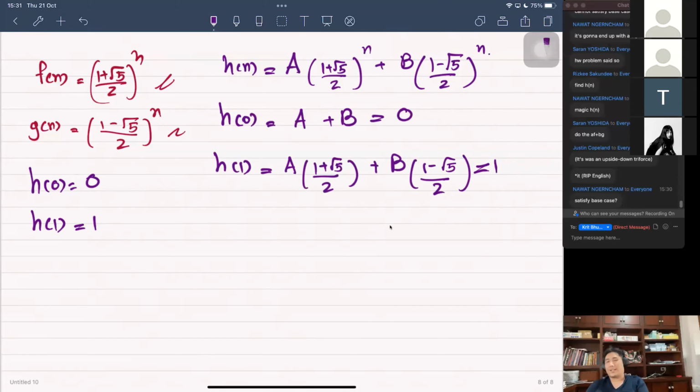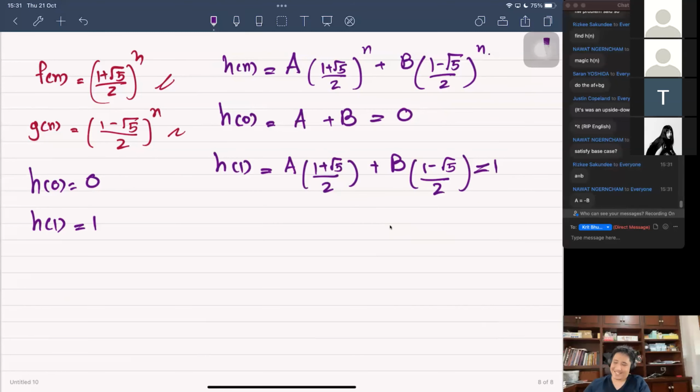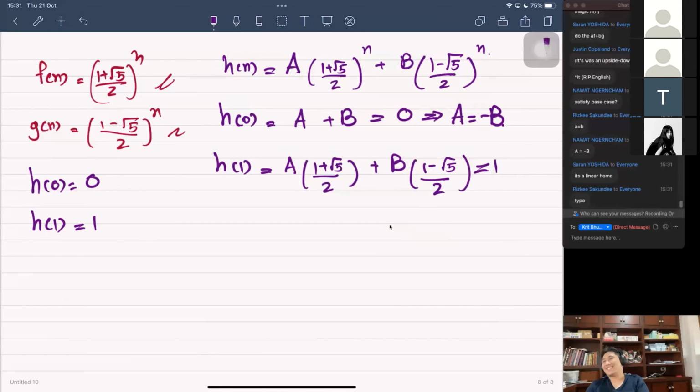How do we solve this? Can you tell me? What does the top line tell you? A equals, oh, so close. Good. A equals minus b. So every time I see a, I'm going to replace it with minus b. Minus b times (1 plus the square root of 5) over 2, plus b times (1 minus the square root of 5) over 2, equals 1. What cancels out? Can you tell me?